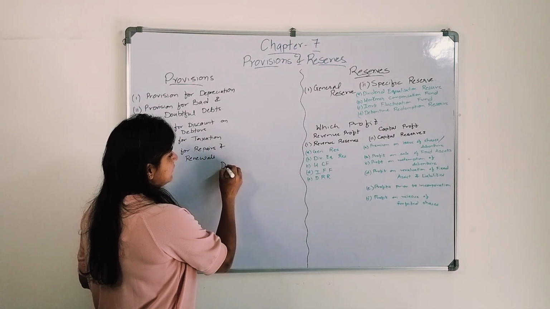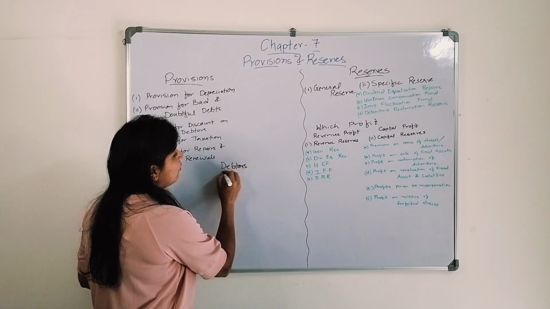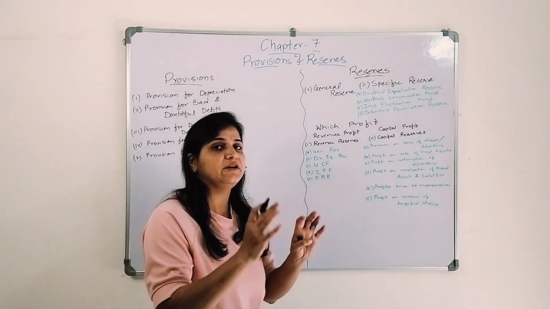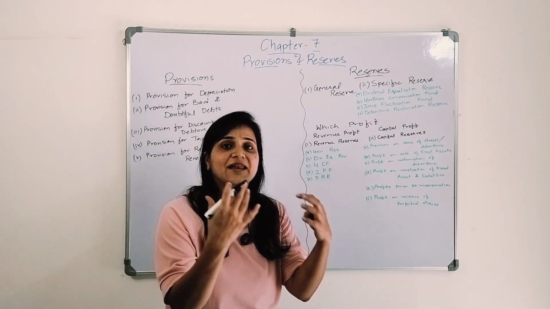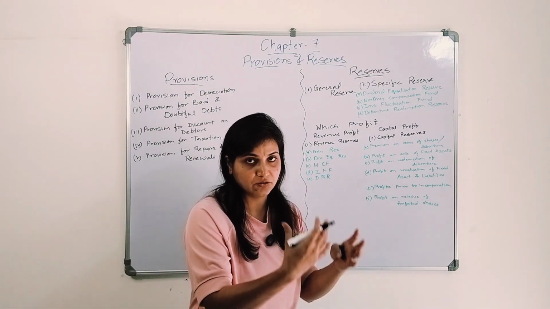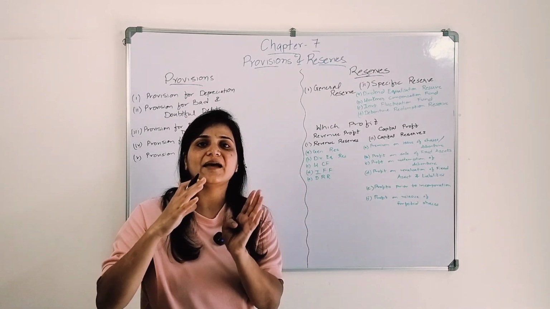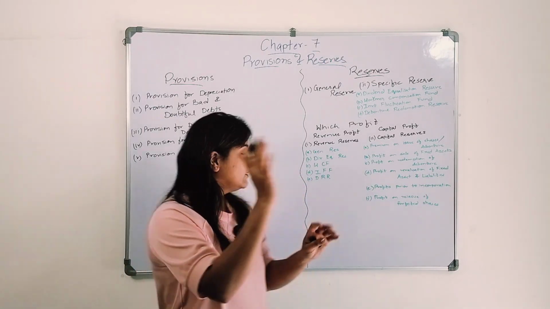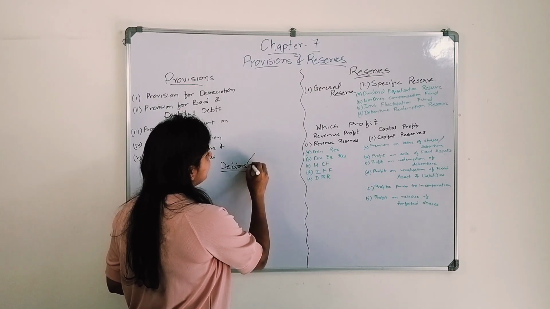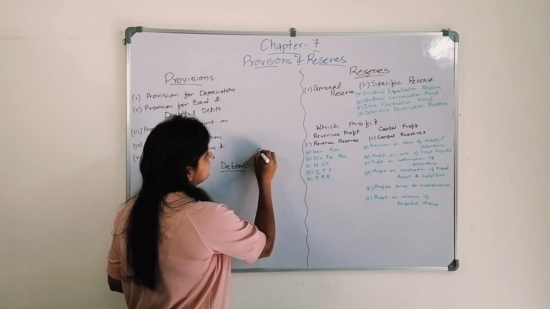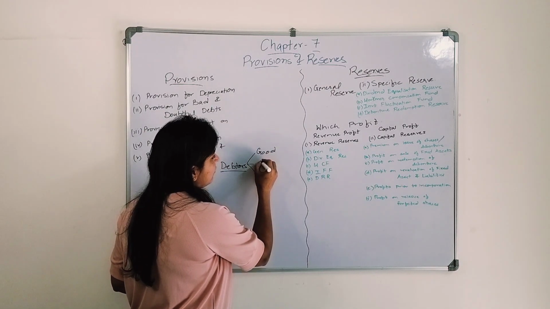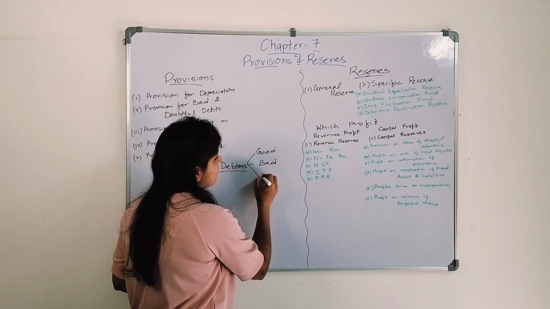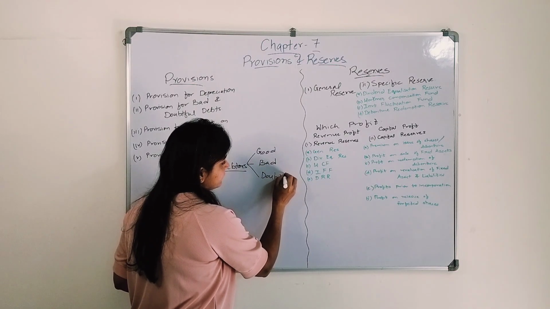We studied about debtors, right? What are debtors? Debtors are those to whom the organization is selling goods on credit, and the debtors will pay that amount after a point of time. Now there could be three kinds of debtors: one is good, one is bad, and one is doubtful.